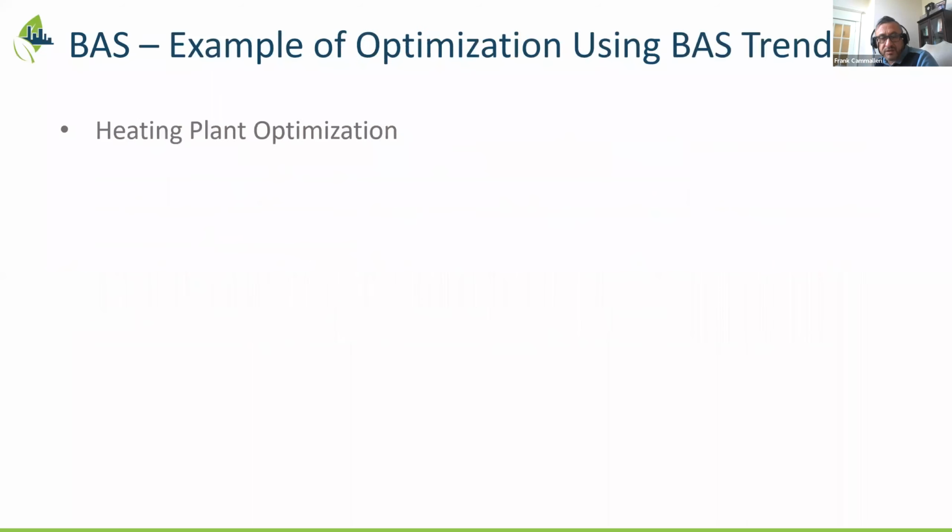So again, I promised an example of how to use optimization and how the sources can work using BAS trends. I want to talk a little bit more about a heating plant optimization. This was instigated by something many folks on the panel, from both the industry and the municipalities, have talked about: measures.